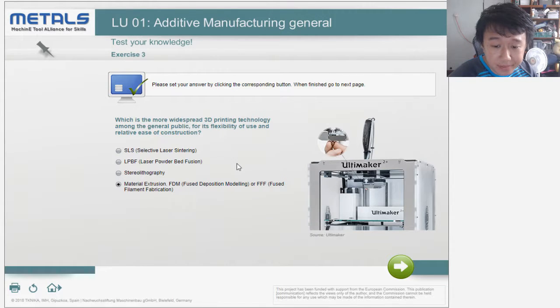So yeah, I think the FDM process was made widespread by a professor at the University of Bath, I believe. He had a research project to create an open source 3D printer, and I think he made it open source, so super thumbs up to him. He definitely made 3D printing more widespread to the community and to the world. So yeah.